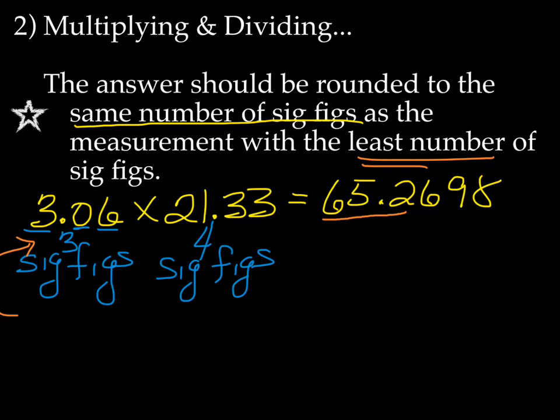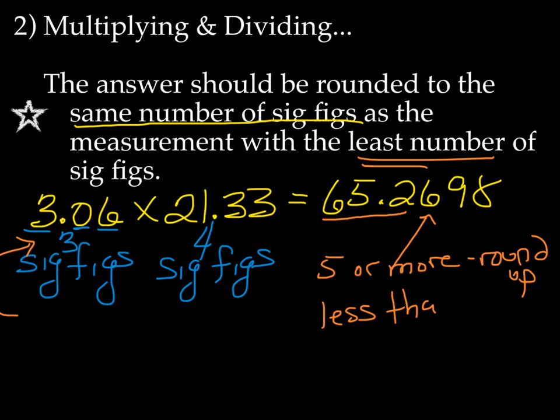So let's do a little bit of rounding practice just in case. When you're rounding, you start by looking at the first number you're going to drop. If that number is 5 or more, you round up. If the number is less than 5, you drop. Okay, in this case, the number we're planning on dropping is a 6, which is 5 or more. So our final answer, including appropriate sig figs, is 65.3.